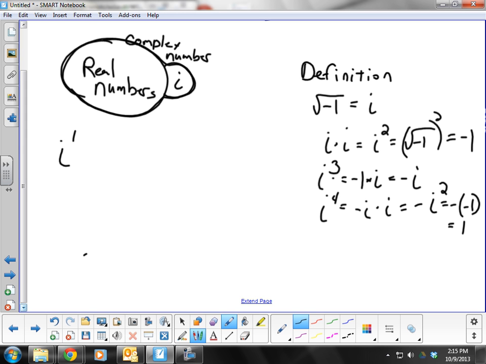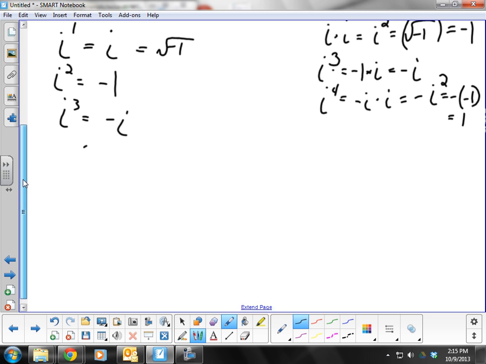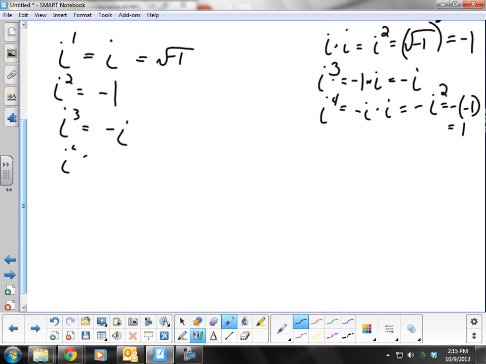So I've got i to the 1st power, that was i, right? That's, you know, square root of -1 over there to the side. i squared is -1. i to the 3rd is -i. Just kind of recapping what we just did. And i to the 4th is +1. Somebody tell me what i to the 5th will be.